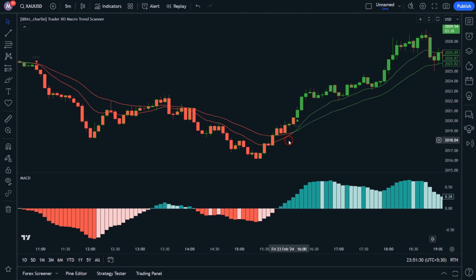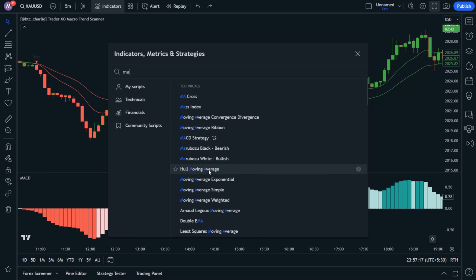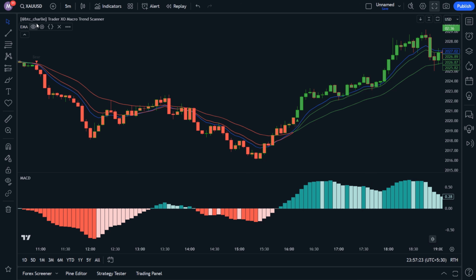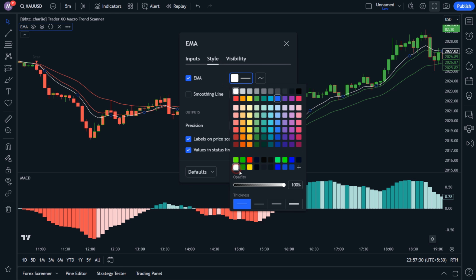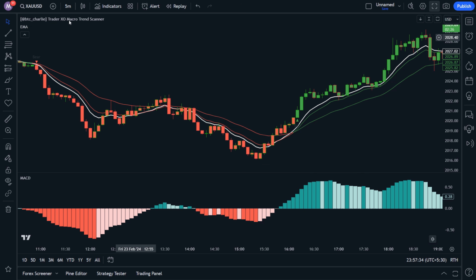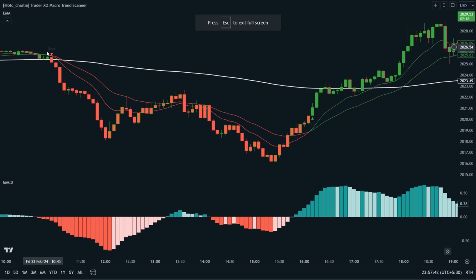To add another indicator, go to the Indicators tab and search for MA. Add the moving average exponential indicator to your chart. In the settings, change the length to 200, from 9, and change the color of the moving average line to white. This moving average line will help us determine the direction of the market's trend.